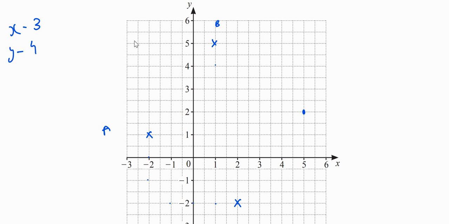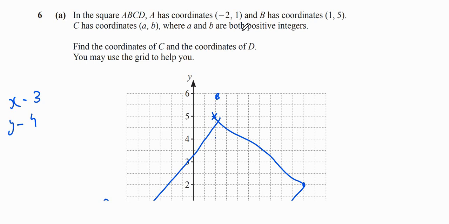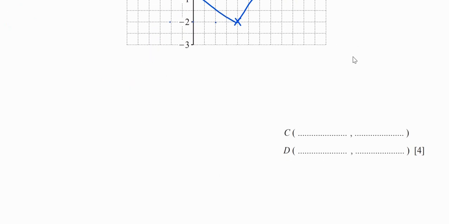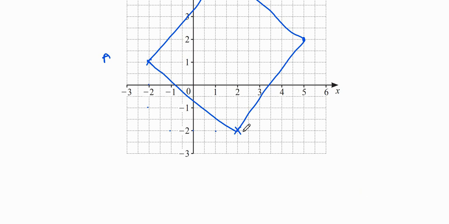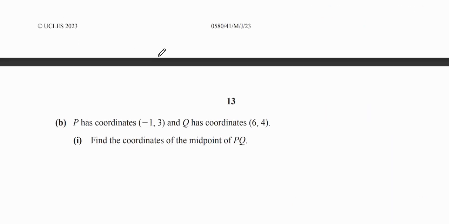So hence we have made a square. It says that C has coordinates A and B, both of which are positive. So it means this is going to be C because both are positive, 5, 2. And this one, D, is going to be 2, -2. Alright, 2, -2. So we are finished with this question as well.